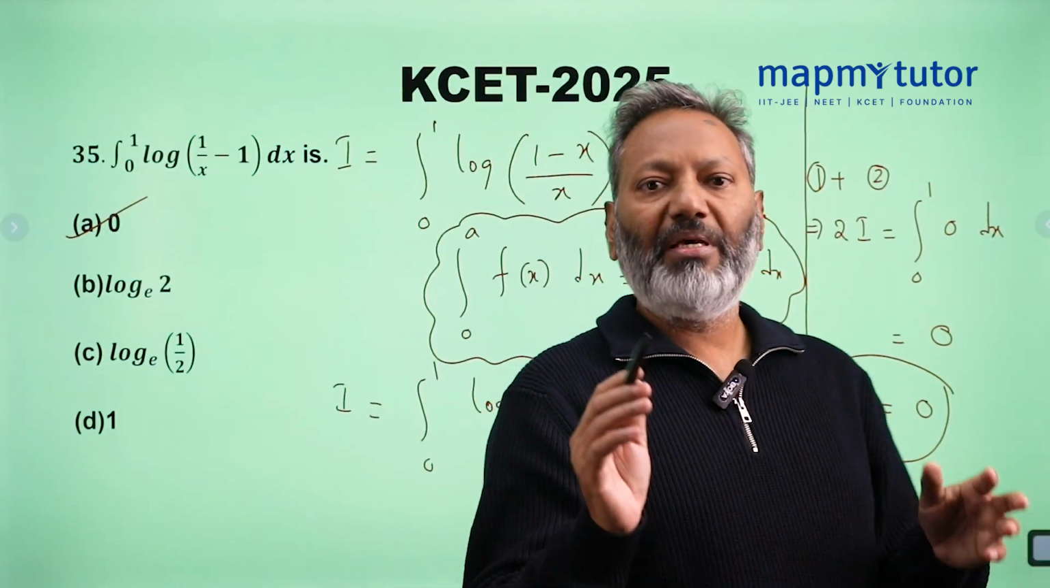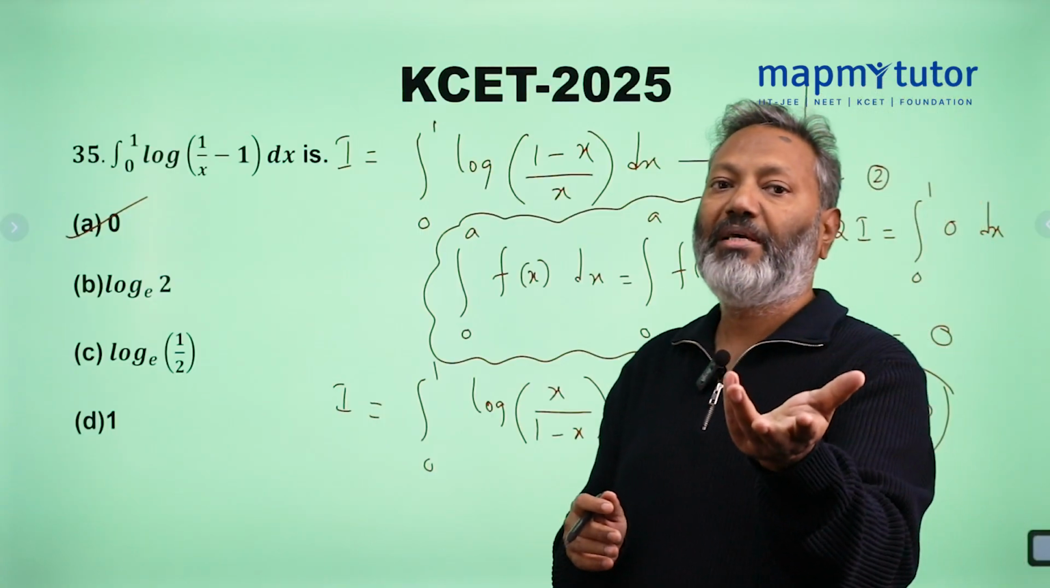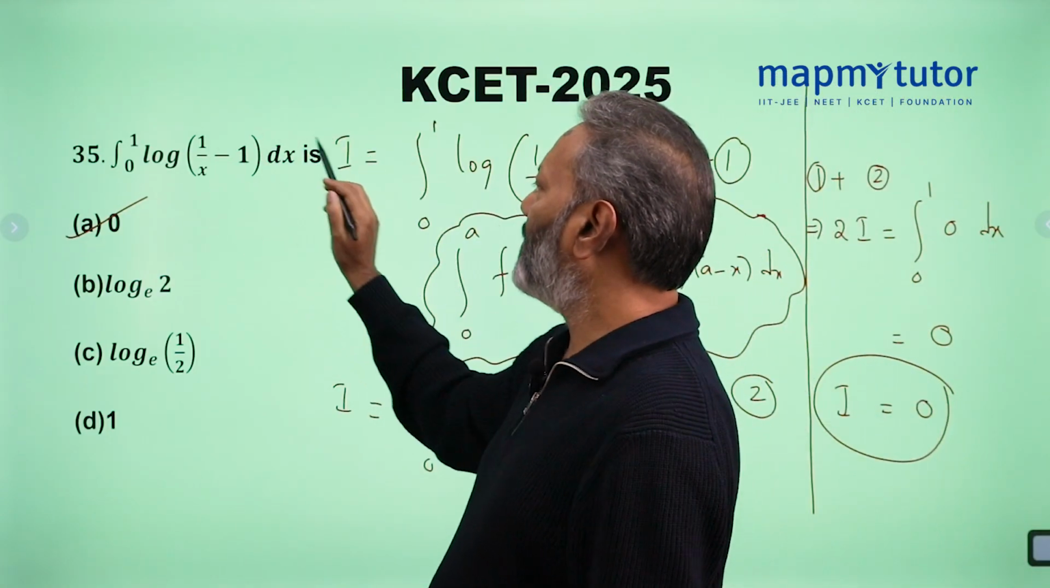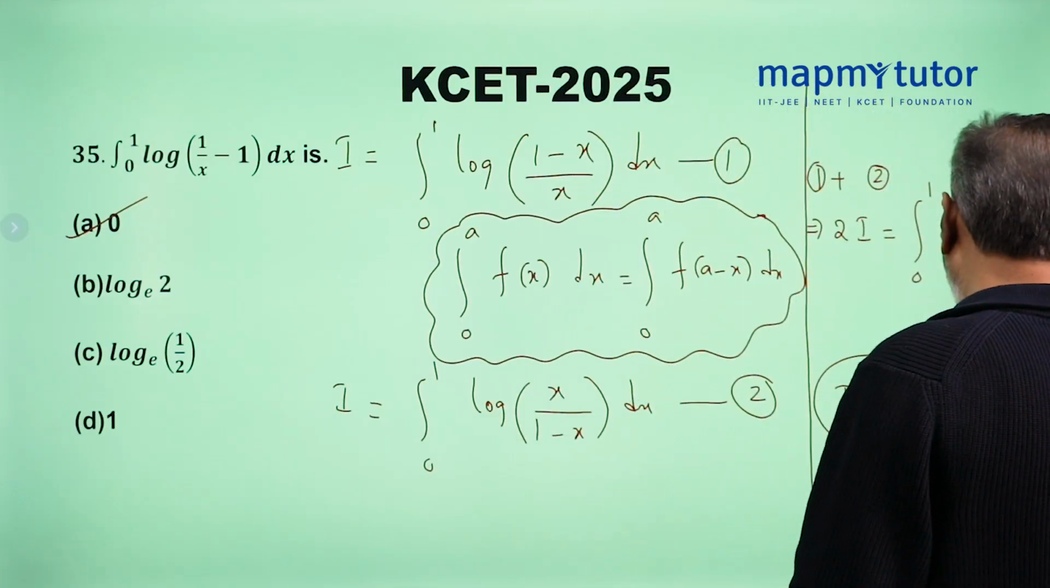So here's a problem based on King's property. In fact, in your PO examination also, it's very important. Maximum number of questions will be on this King's property. Got it?